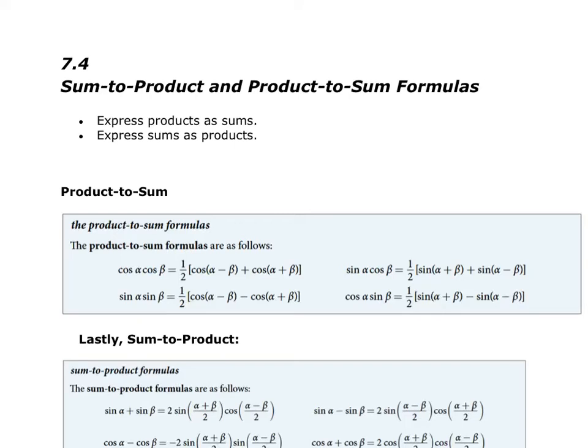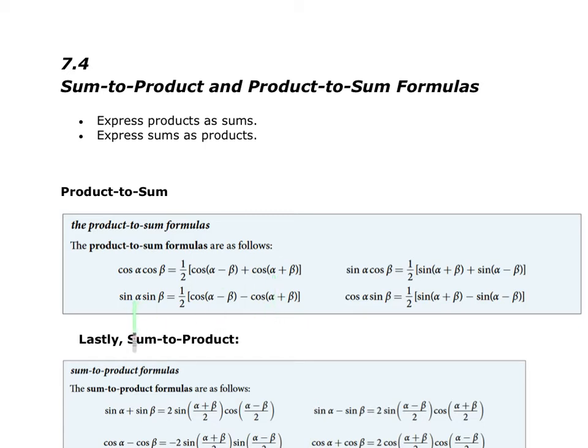In this video, we're going to look at the sum to product and product to sum formulas for trig. So the first one to look at is the product to sum. If I'm multiplying two cosines where they have different angles, I can rewrite it as 1/2 the cosine of the difference of the angles plus the cosine of the sum of the angles.